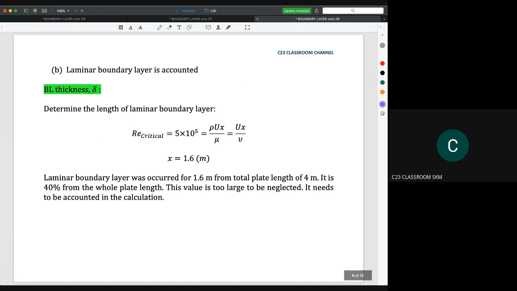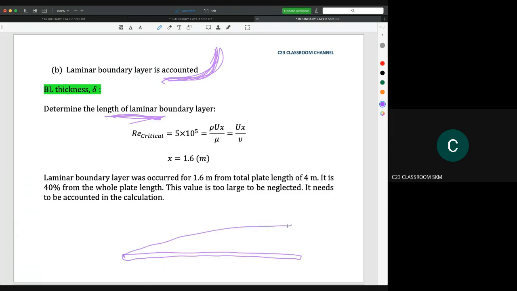Okay, let's say we solve situation B where the laminar boundary layer is accounted for. So, okay, before we make any decision here, whether we want to take the laminar boundary layer into our calculation or not, we must know the length of the laminar boundary layer. So, how to calculate the length of the laminar boundary layer? The idea is simple. So we have a flat plate like this. So we have a boundary layer like this.